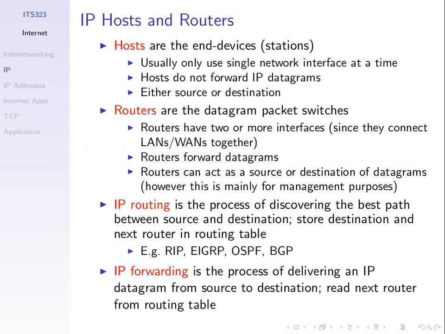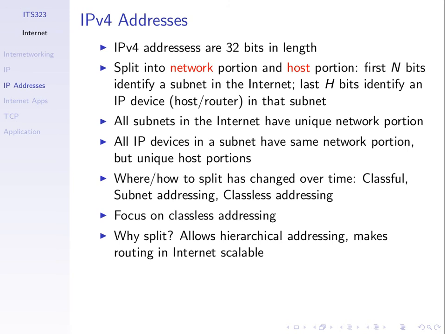Let's go back to the addresses. So, a 32-bit address we split into two parts, network and host part, or network portion and host portion. And it's typically done so that the first N bits are the network portion, and the last H bits are the host portion. And there's different ways to split. That is, of those 32 bits, it could be the first 10 bits and the last 22. Or the first 18 and the last 14 bits are the host portion. So of the 32 bits, we split into network and host. But where to split, there are different schemes to define how to do that.